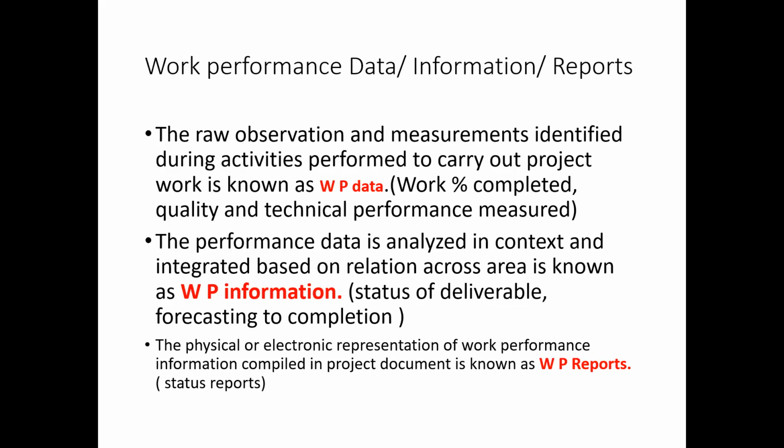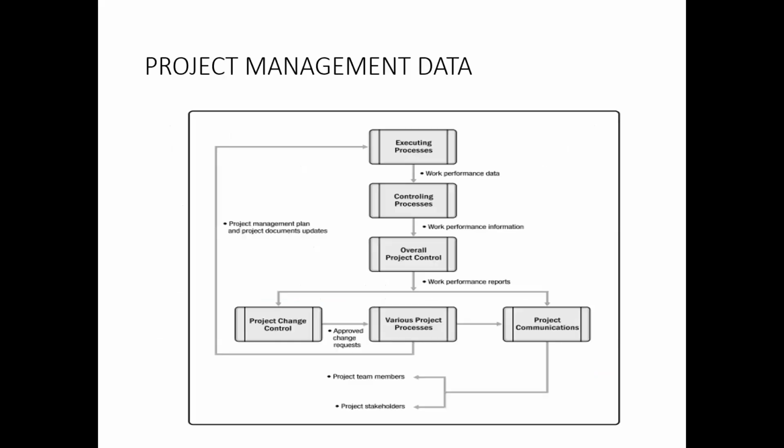The physical or electronic representation of work performance information compiled in project documents is known as work performance reports. So they are known as work performance reports. So we have project management data, like the execution process group, controlling process group, and overall project control. And then we have project communication. We can see the various project processes and the project change control procedures in project communication.